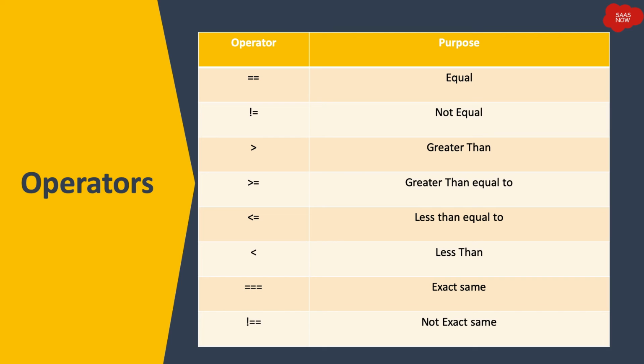Then we have not equal, greater than equal to, less than equal to, less than, exact same if you have mirror value, or not exact same. That means equal, that's exact same. And you have not equal, that is basically exclamation and then equal, that is not exact same. You will definitely use most of these operators while scripting in ServiceNow in JavaScript.